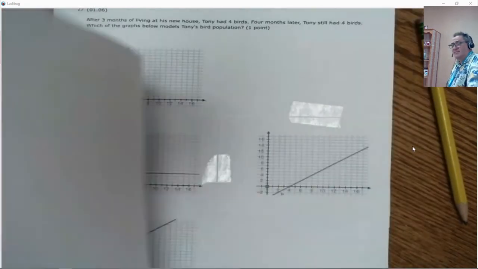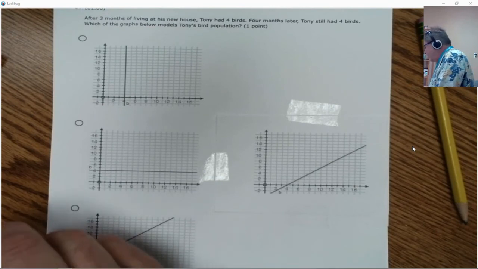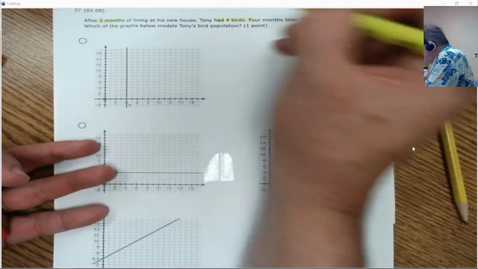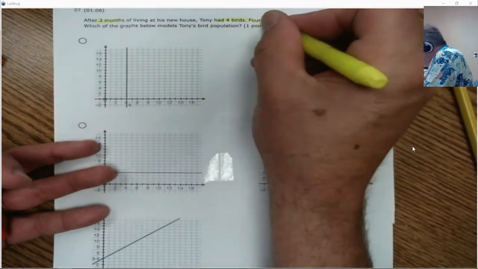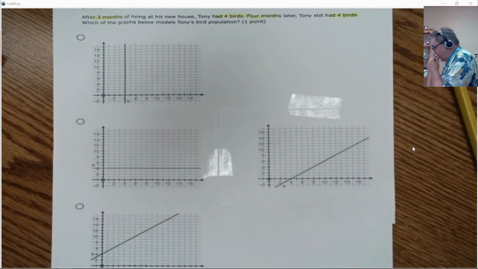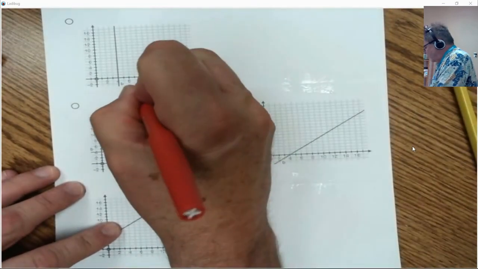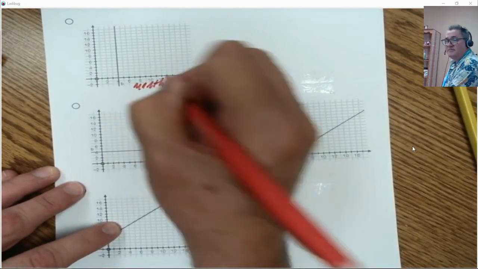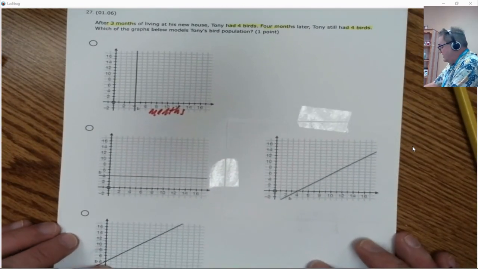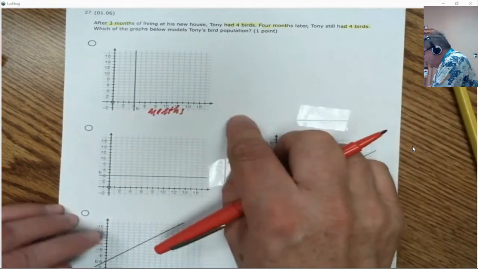All right, one more. It's the same thing. Print on another page. All right, 3 months to live in his new house. After 3 months, he had 4 birds. 4 months later, he still had 4 birds. Which graph shows his total bird population? So months, again, time is generally always on the X. There's rare exceptions. But which of those shows at 3 months, it's equal to 4 birds, and at 4 months, it's equal to 4 birds? Let's see, months will be down here.